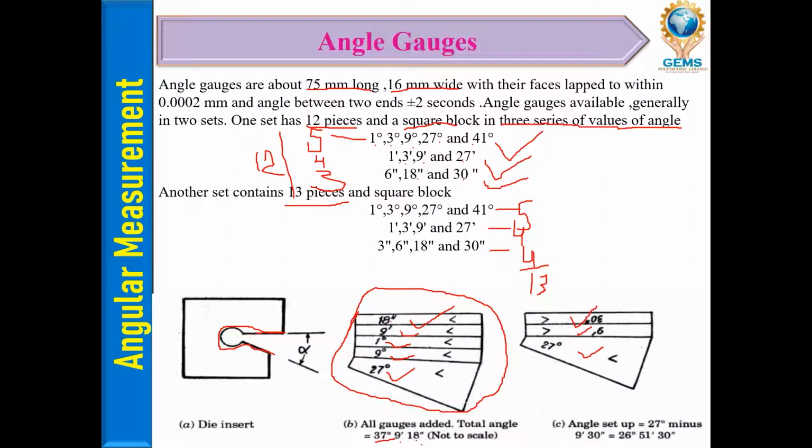So in that case what will happen? 27 minus 9 minutes and 30 seconds will give a reading of 26 degrees 51 minutes and 30 seconds. So this will happen when we are subtracting the angle gauges. So these are the addition and subtraction of the angle gauges. These are the two sets we are using for the angle gauges, like slip gauges. But we have to take care when we are handling the gauges.